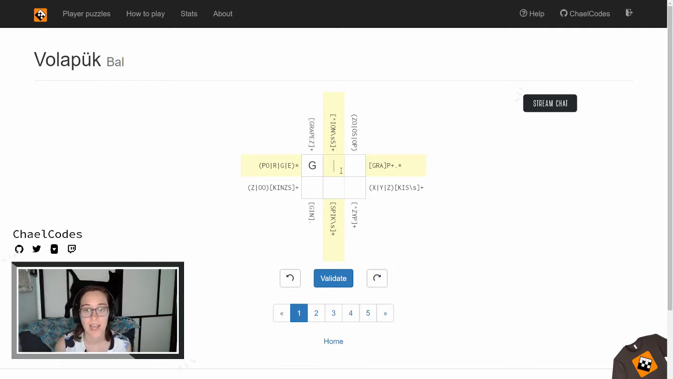If I look at my left regex pattern, I do have a P from that P-O, and I do not have a K. So I know that it has to be P, and it has to be followed by an O. If I validate that against the right regex pattern, I have G-R-A for the first character. I have P for my middle character.